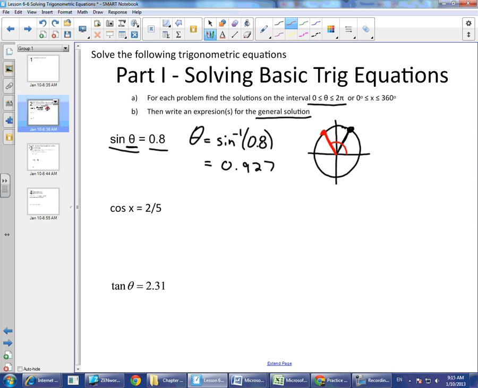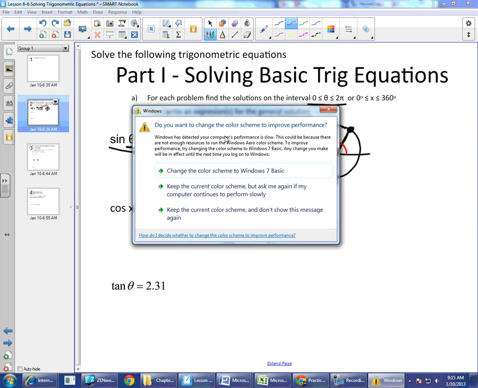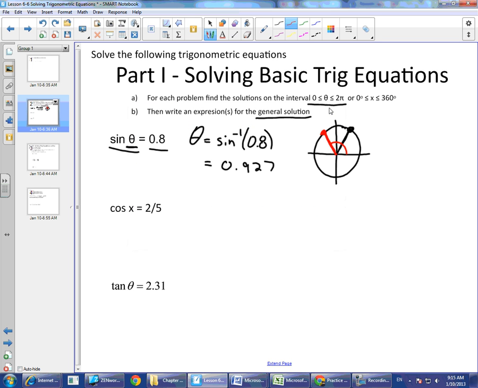Now you have to think geometrically about what would give you that angle measurement. For our problem, it would be pi, which is 180, the half circle, minus my original angle, because this angle here and this angle here are the exact same size. So I'm going to take pi minus 0.927. That gives me my second solution on one cycle around the unit circle, which is 2.2143. So now I have my two answers between 0 and 2 pi.